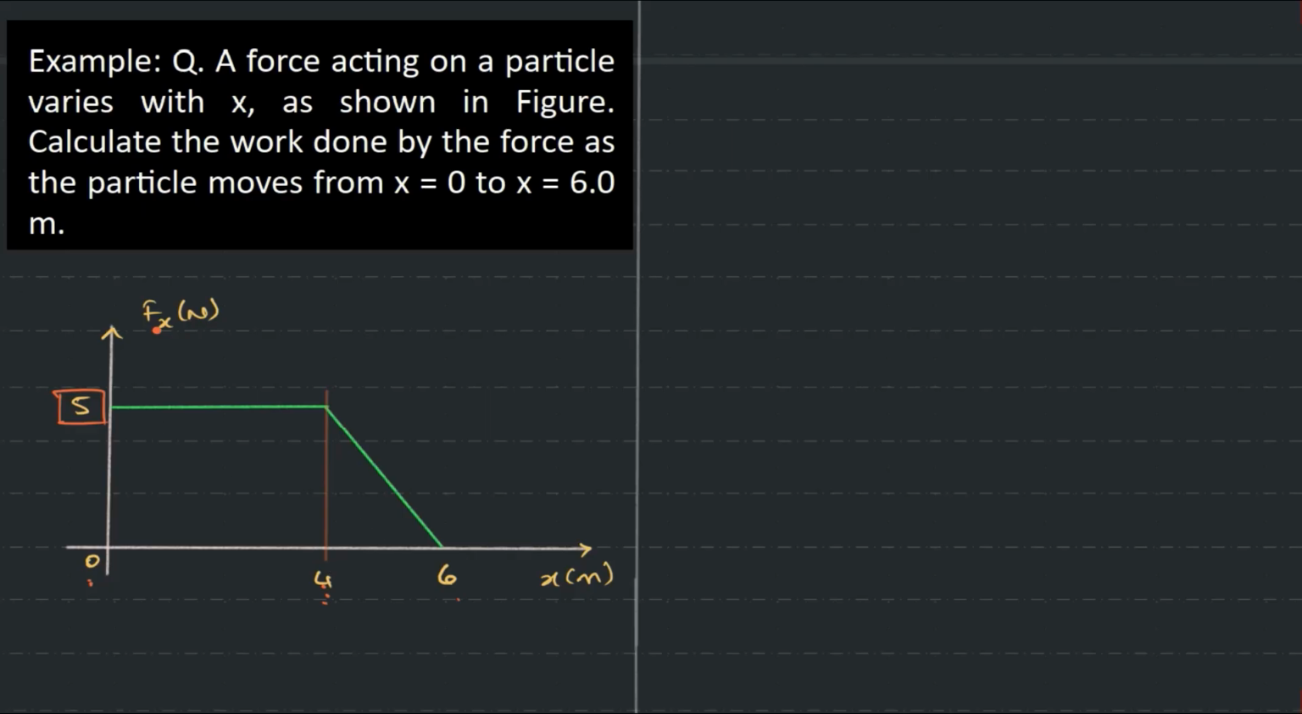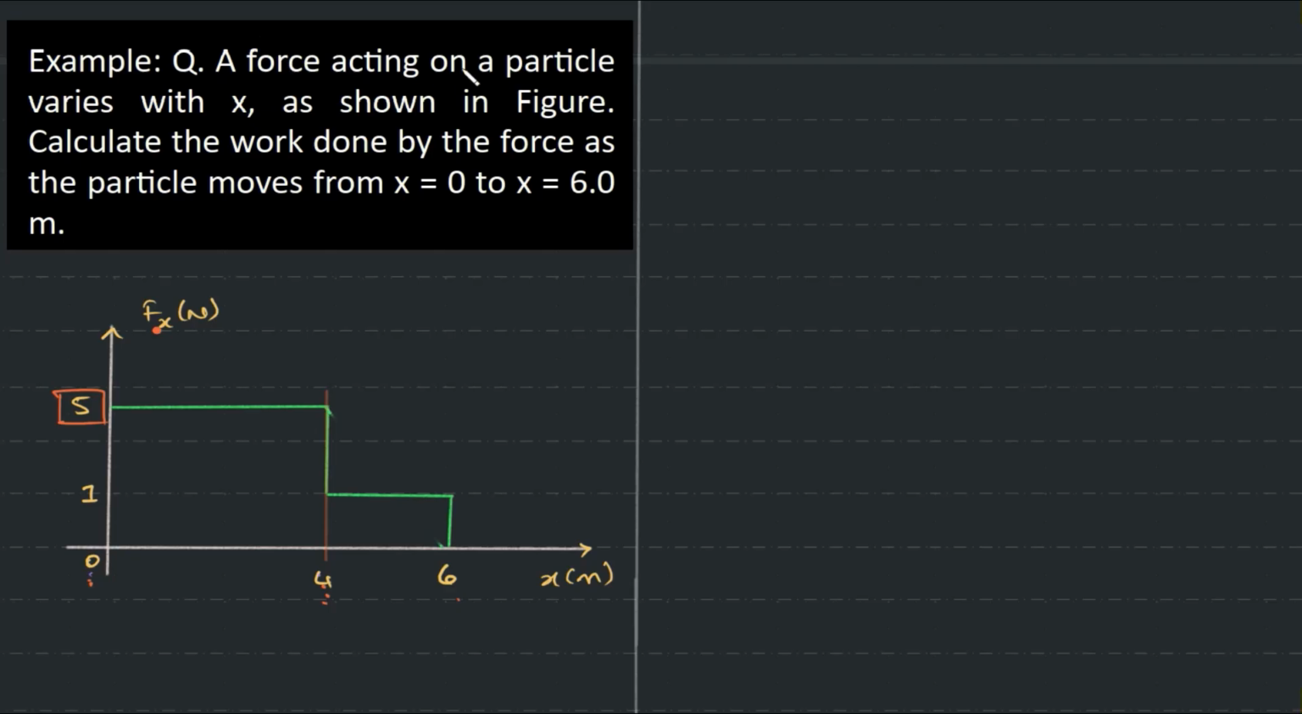Actually, more than this, let me change the scenario. Let me not have this. Let me go with the first one. Sorry, it's this. I'll call this 1. Okay, now look at it. So from 0 to 4, the force was 5 Newton. From 4 to 6, the force is 1 Newton.